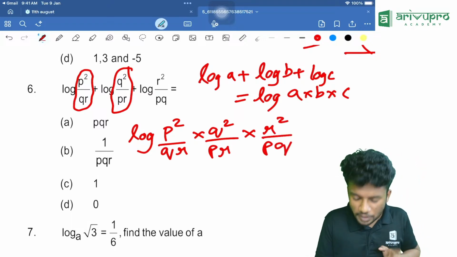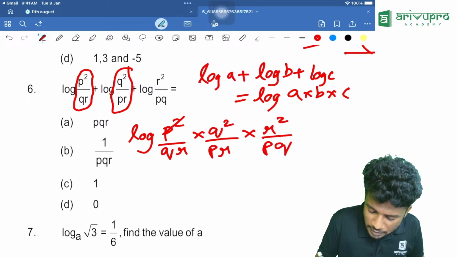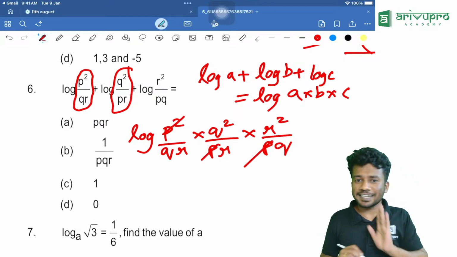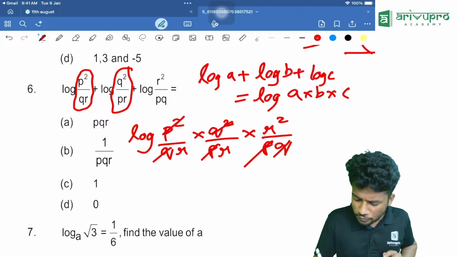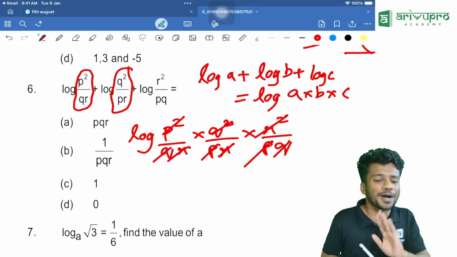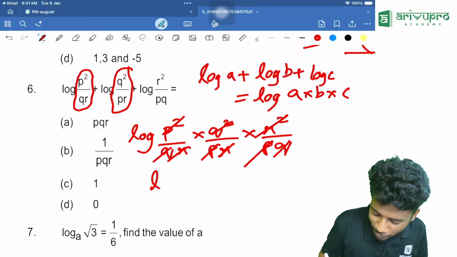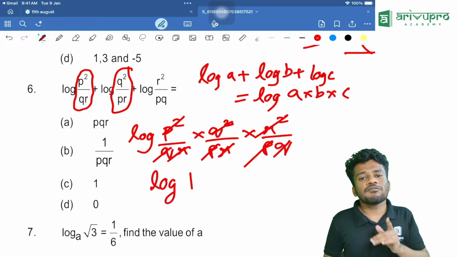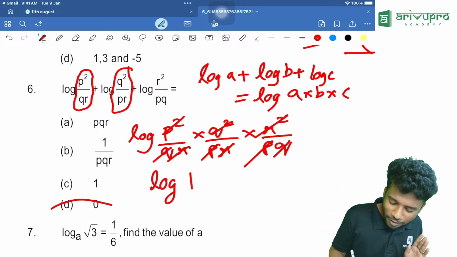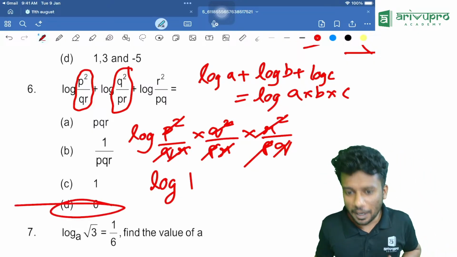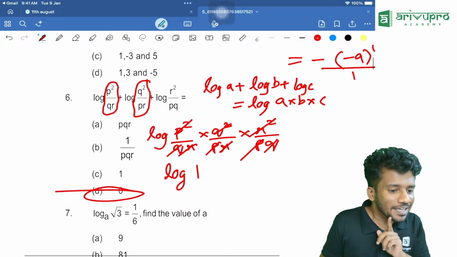Now, our opportunity is to cancel everything. P square and these two P's will get cancelled off. Then Q square and these two Q's get cancelled off. Then R square and these two R's get cancelled off. Finally, what is remaining? Log of 1 is remaining. We know one thing, log of 1 is how much? Log of 1 is nothing but 0. Our answer is what? Option D.